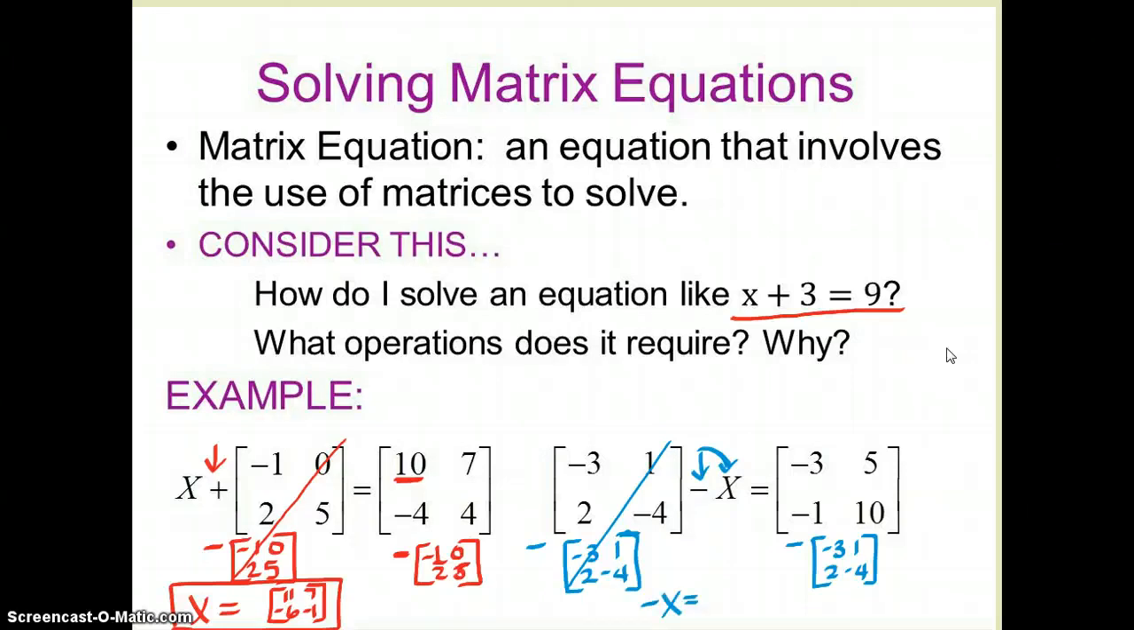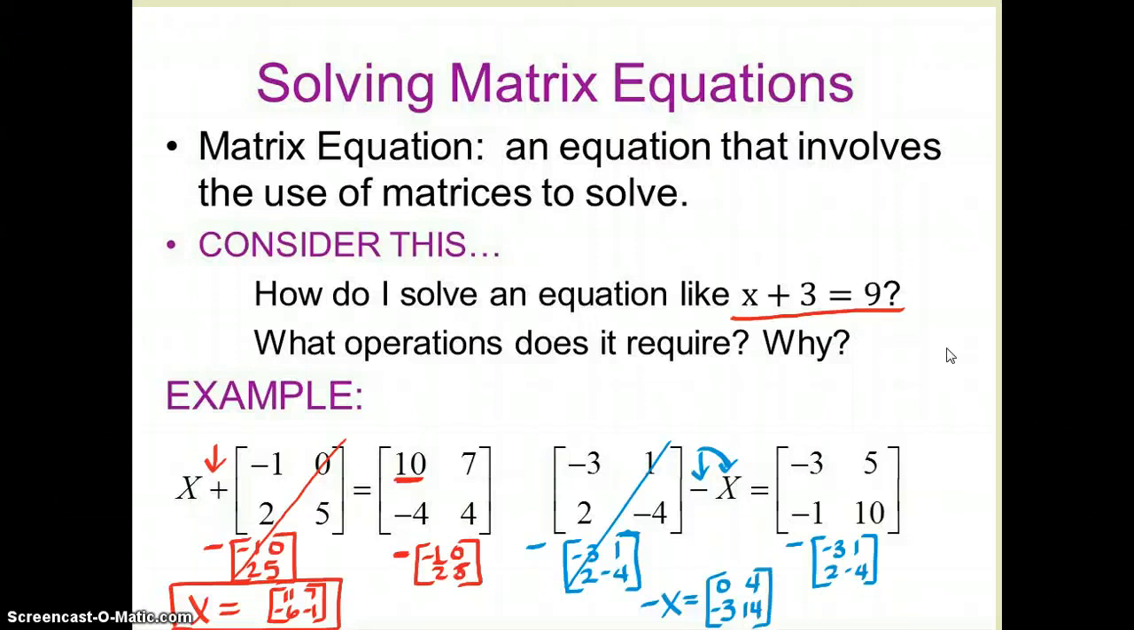Now I am going to subtract my matrices over here on the right-hand side. So -3 minus -3 is going to give me 0. And then 5 minus 1 is going to give me 4. -1 minus 2 is going to give me -3. And 10 minus -4 is going to give me 14.